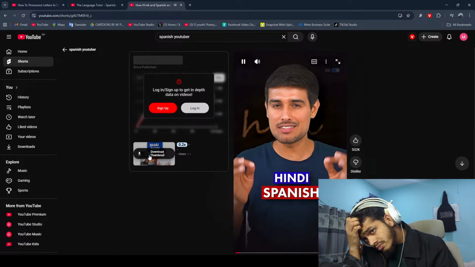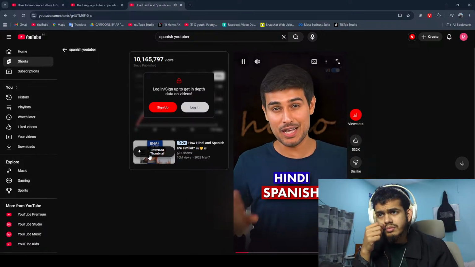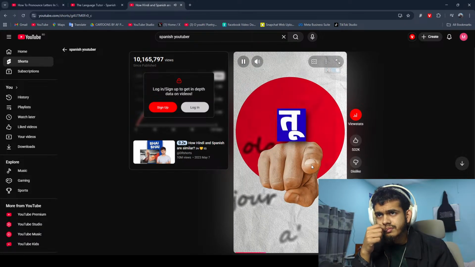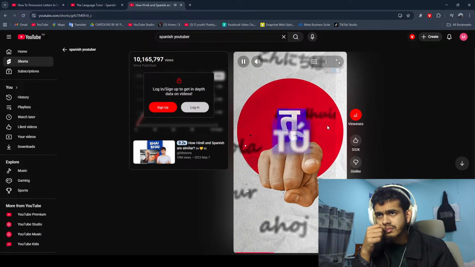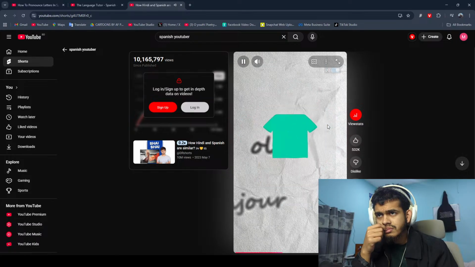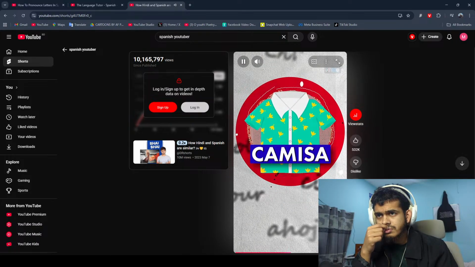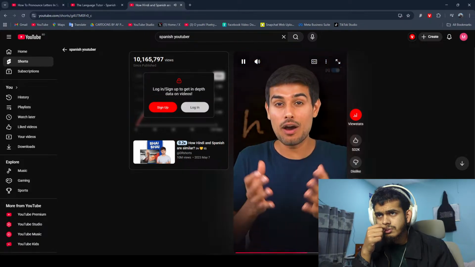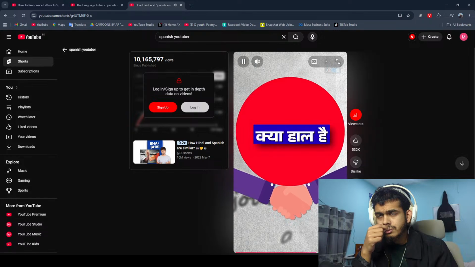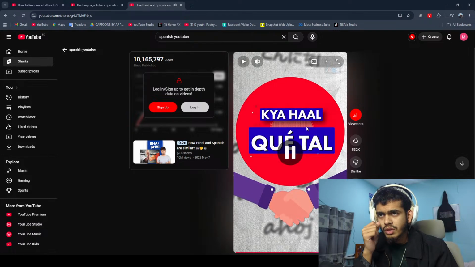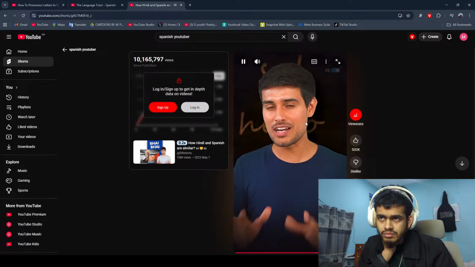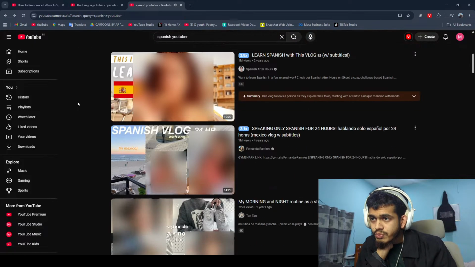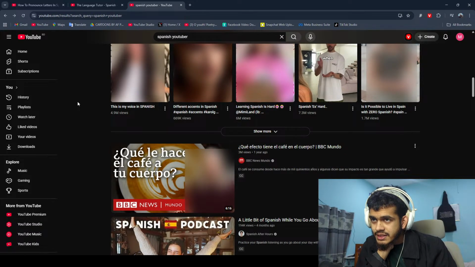Hindi and Spanish are two languages which are very different from each other. But still you won't believe how many words are similar in both. For example, when you call your friend tu in Hindi, in Spanish also you will say tu, because tu means you. In Hindi a shirt is called kameez, in Spanish camisa. If you have to ask someone how are you, in Hindi we often say kya hal hai. In Spanish you will say qué tal. That is why it is said that if you want to learn any foreign language, Spanish is one of the easiest.